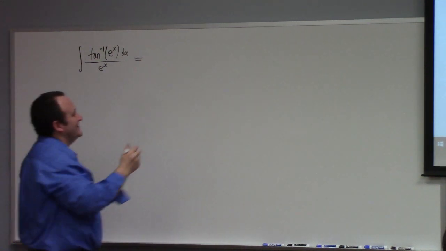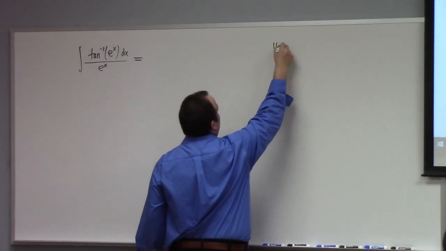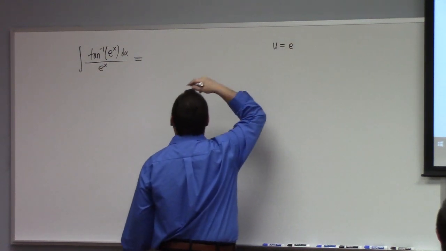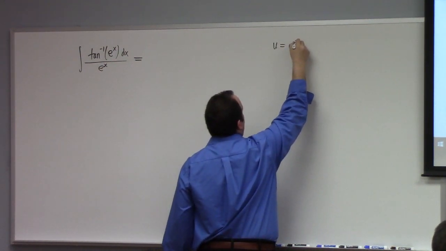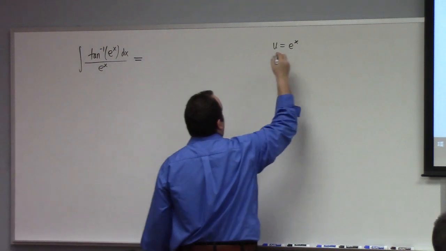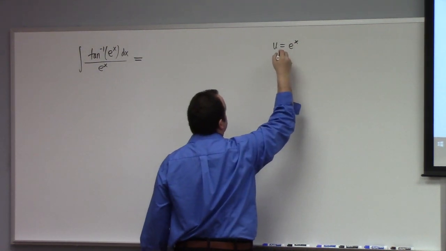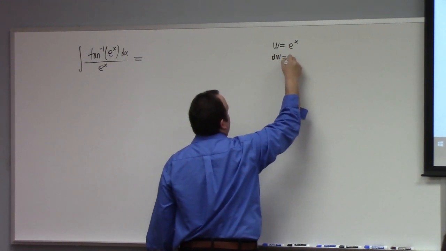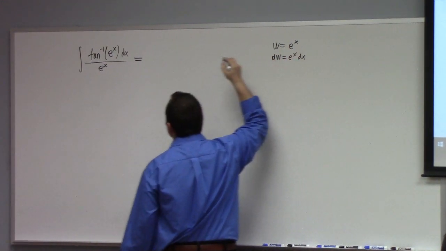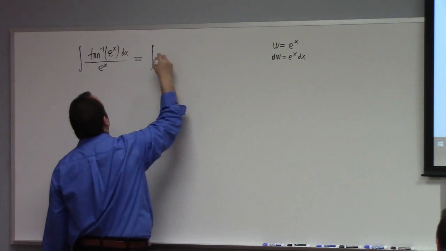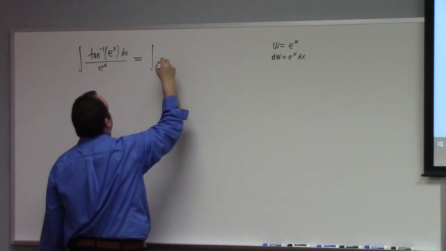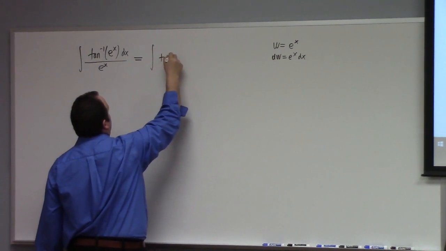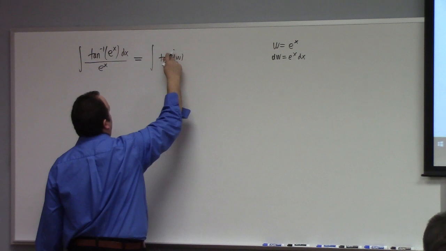Let's see here. So the initial move, if we let u equal e to the x, I think is actually helpful. Make it a w actually. w equals e to the x, then dw, of course, is e to the x dx. And that brings us to the integral of, let's see here, inverse tangent of w, and then what?